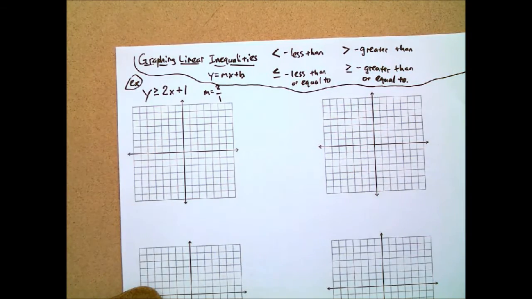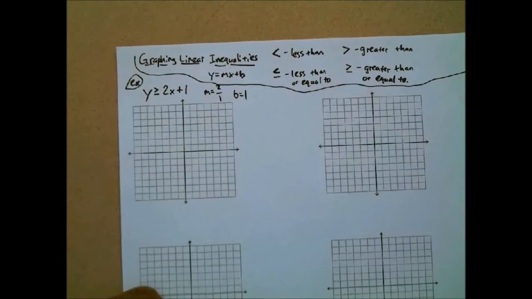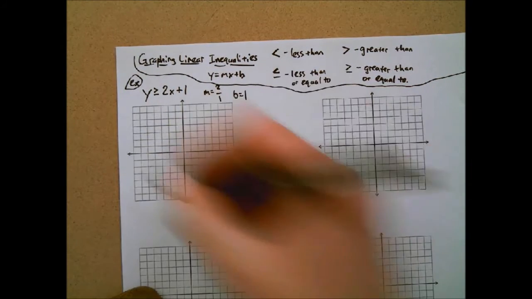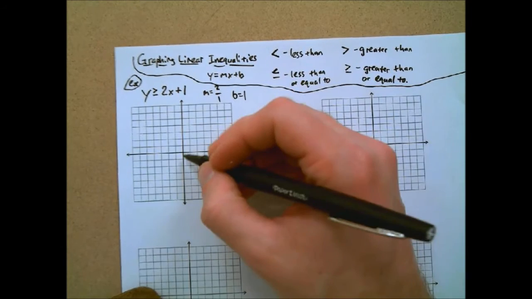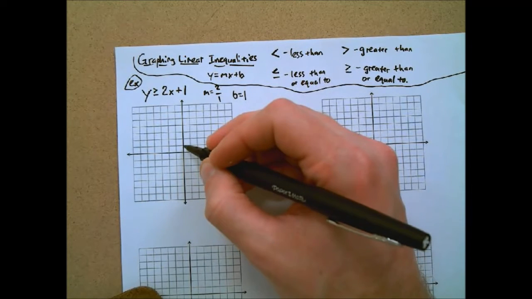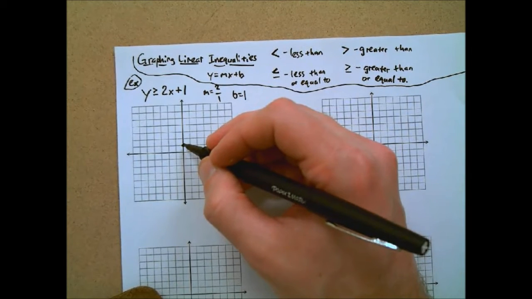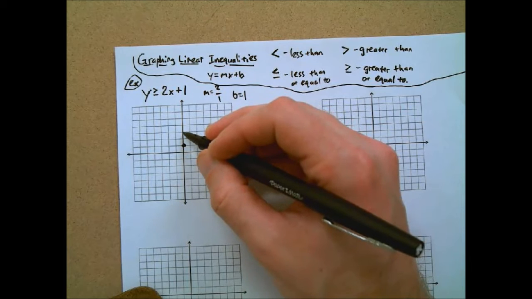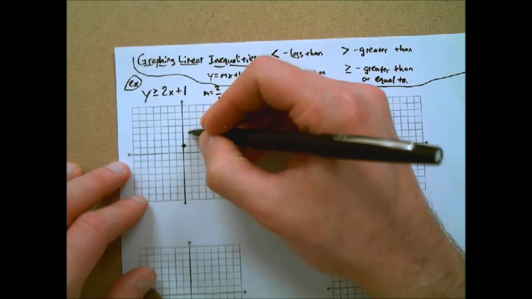Good, Reagan. So what's the y-intercept here? The 1. Yes, so b, the y-intercept, is 1. If I were to graph that, I would want to start by graphing my y-intercept. Where should I go from the origin to graph my y-intercept? Up 1, and then put a point. Perfect. From this point, which is on my line, where do I go now to get more points? Right 1. Very good. And up 2, right 1 again, and up 2, right 1 again.